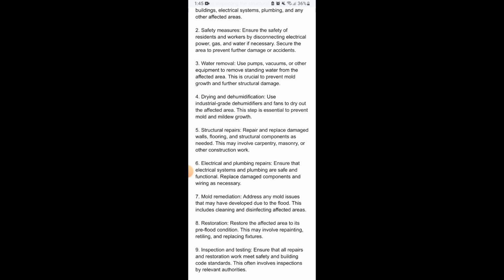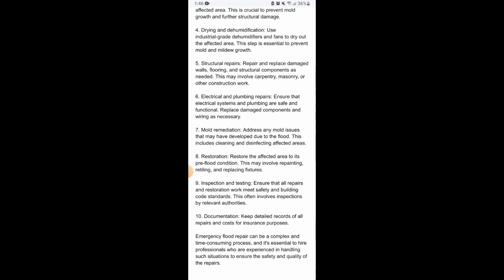Step number four, drying and dehumidification. Use industrial grade dehumidifiers and fans to dry out the affected area. This step is essential to prevent mold and mildew growth. Step number five, structural repairs. Repair and replace damaged walls, flooring, and structural components as needed. This may involve carpentry, masonry, or other construction work.